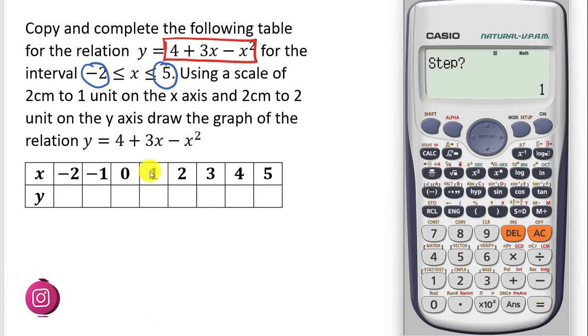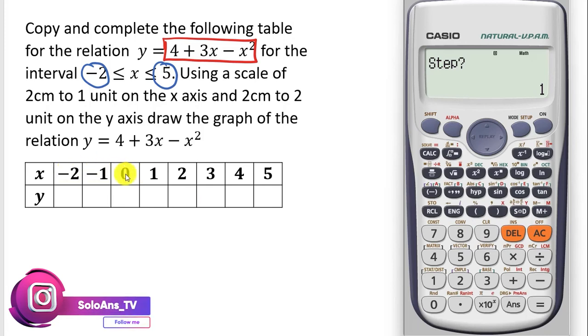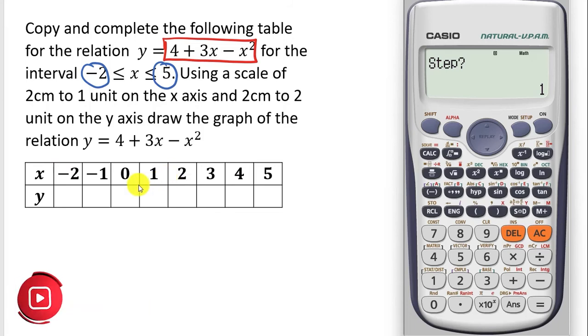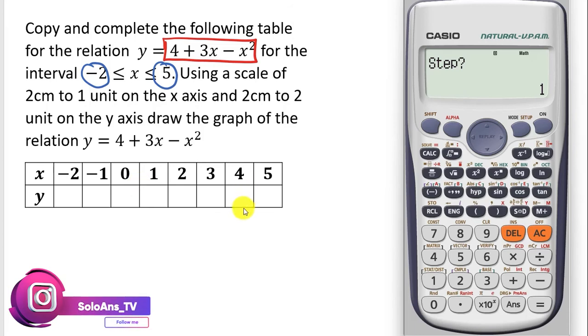Step. The step is the difference between the values. And once again, from what we are having here, the difference, they are all 1, 1, 1. At times, the difference will be 2. At times, it will be 0.5 based on the values that you'll be having.